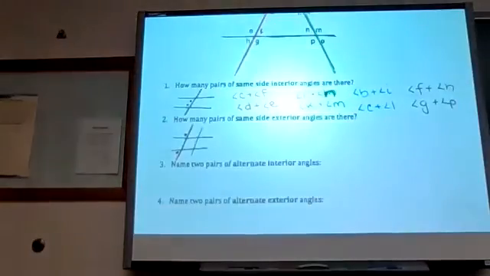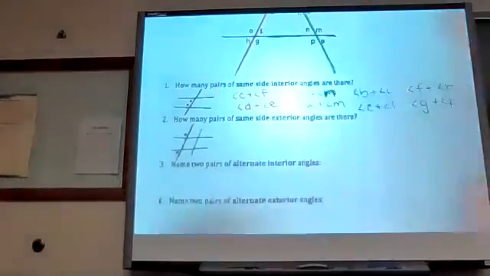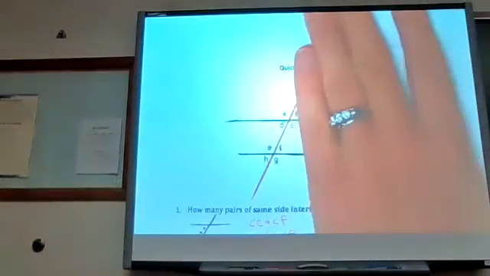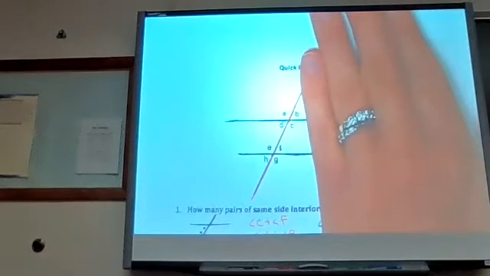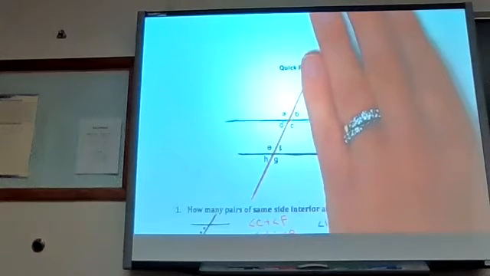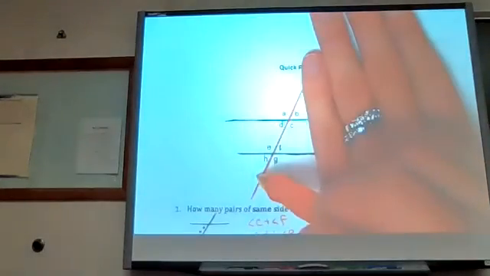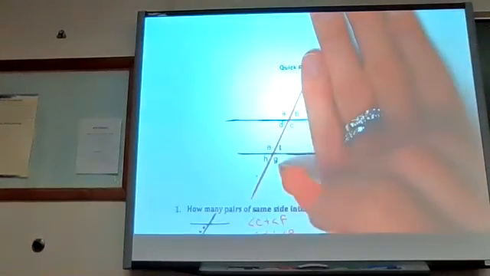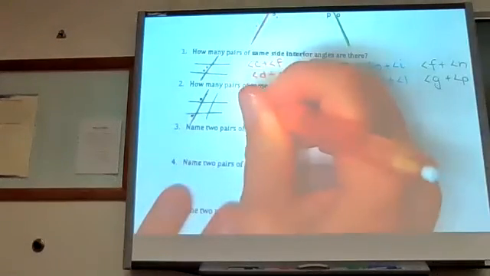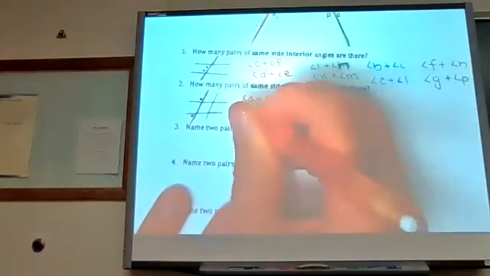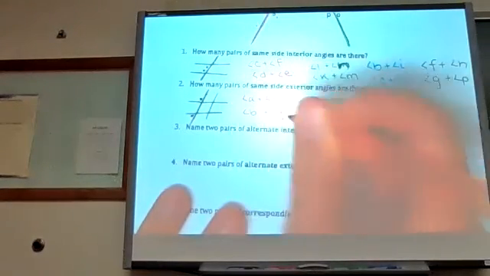Let's start with the orange transversal. What would be a same side exterior angle pair? A and H. What would be the other one? D and E. I love D and E, but they're same side interior. B and G. Yeah. So I have A and H, same side exterior, and B and G, same side exterior. So I have angle A and angle H, angle B and angle G.